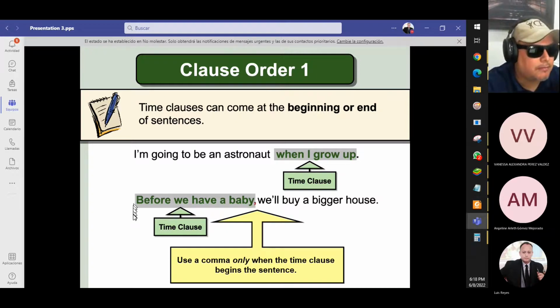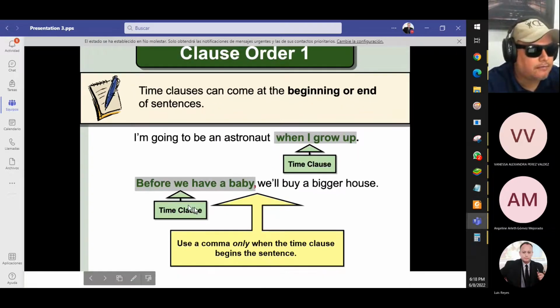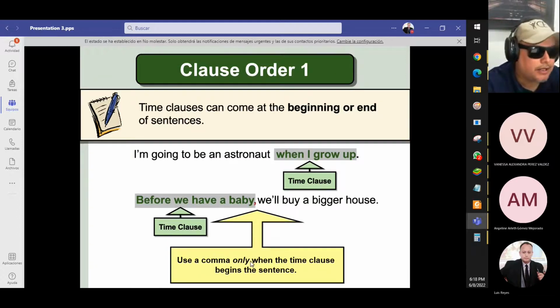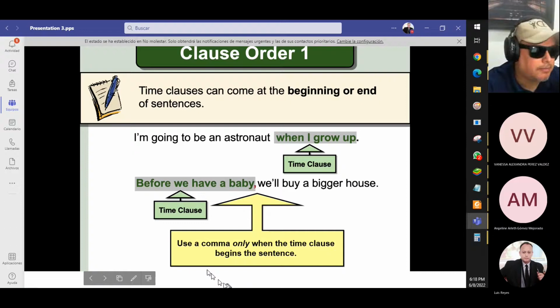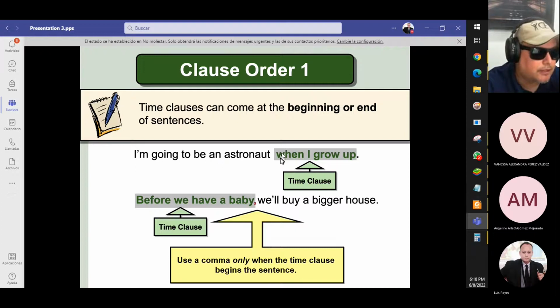Again, when the time clause is at the beginning of the sentence, we're going to use a comma only when it comes at the beginning of the sentence. No comma is necessary at the end of the sentence. I'm going to be an astronaut when I grow up, no comma. Before we have a baby, comma, we'll buy a bigger house.